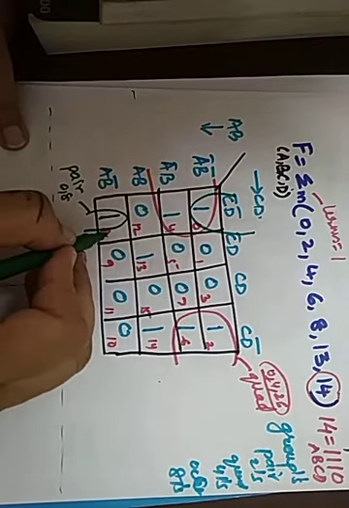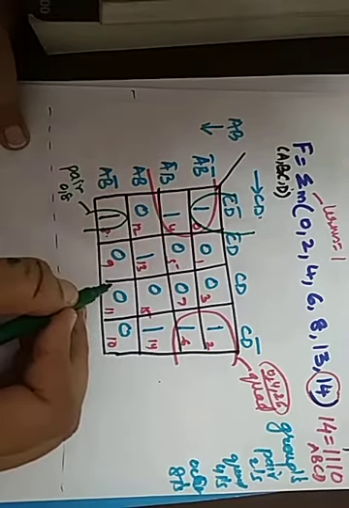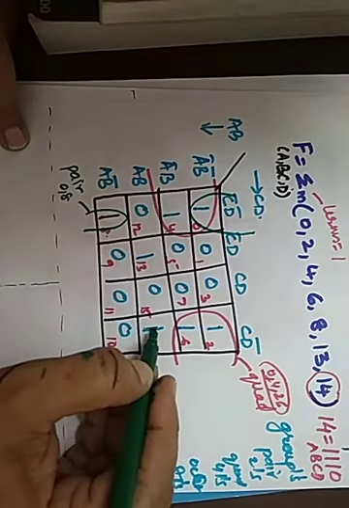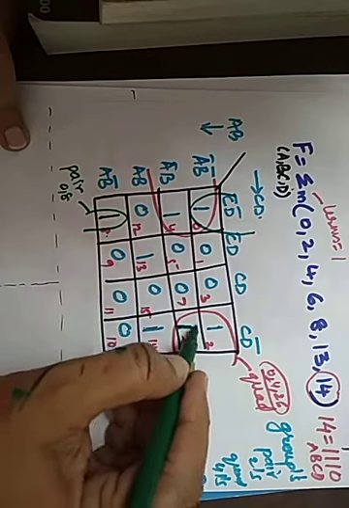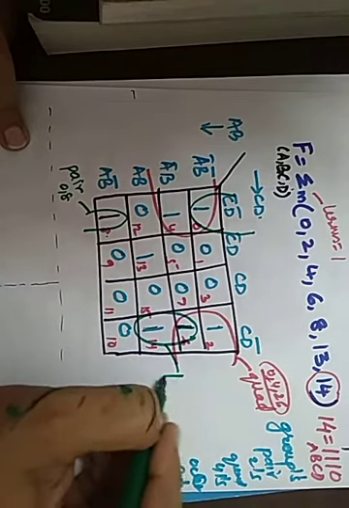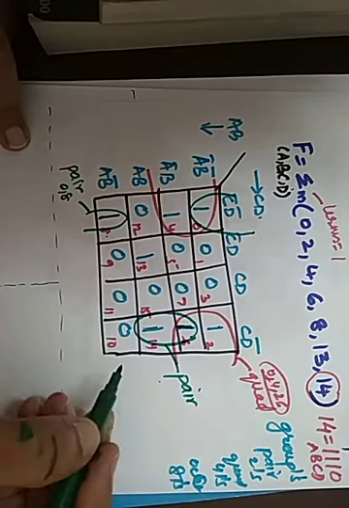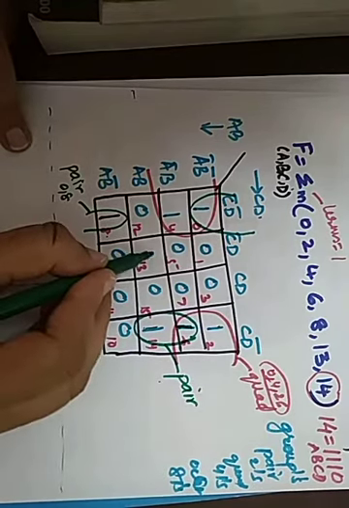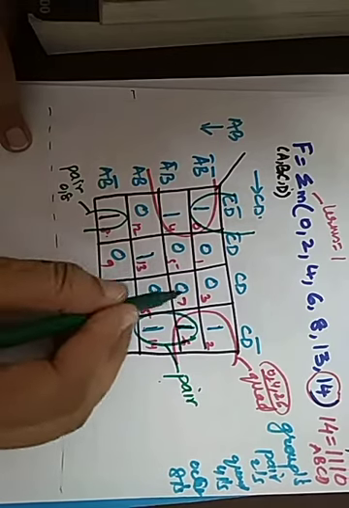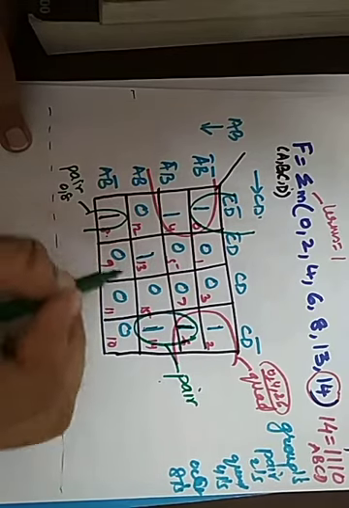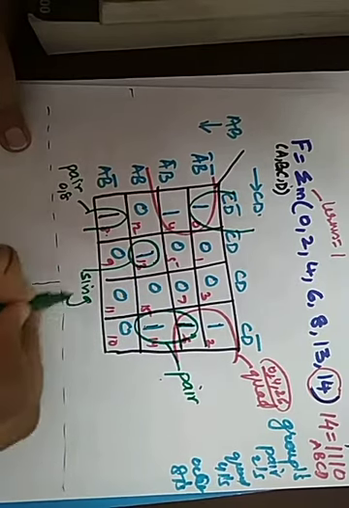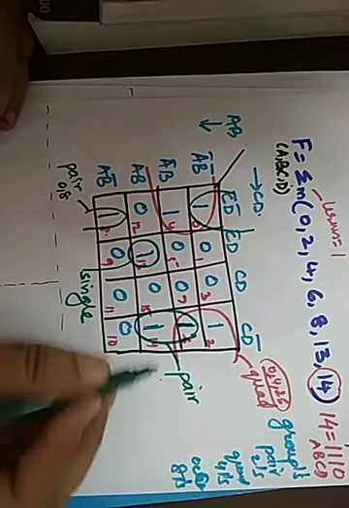Any 1 left? Yes, we are left with this one yet. If you see carefully, it has a neighbor here, so it can be paired like this, and this becomes another pair. What else is left? This one is left. There is no 1 next to it, so it will be left as a single. Anything left over here? All the ones are covered?